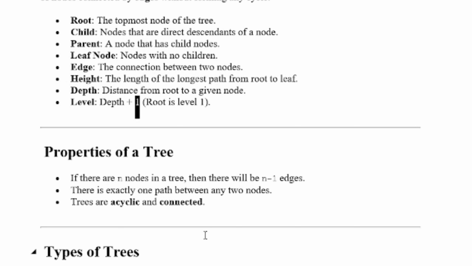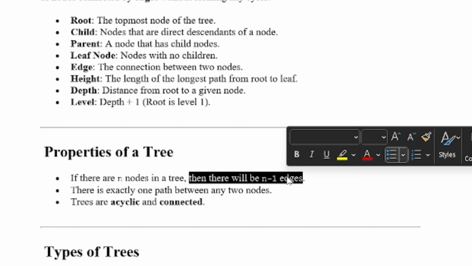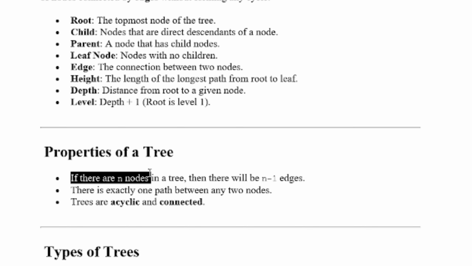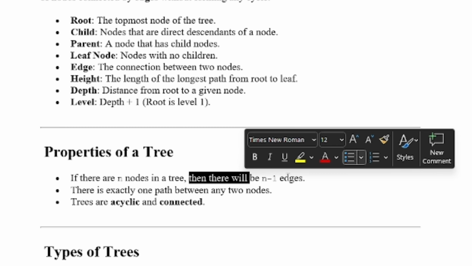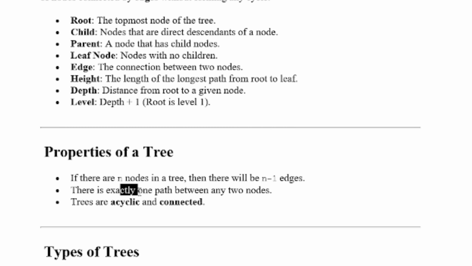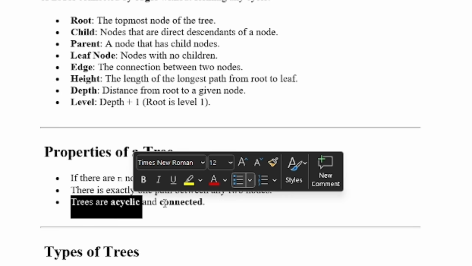Now we discuss properties of tree. If there are n nodes in a tree, then there will be n minus 1 edges. There is exactly one path between any two nodes. Trees are acyclic and connected.